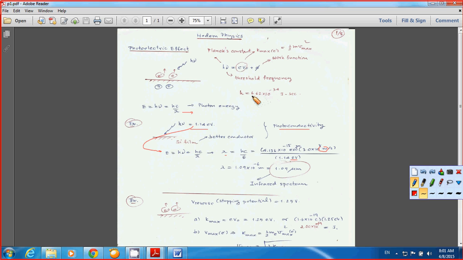This h, the Planck constant, is in unit of joule second, and if you want to find the Planck constant in the unit of electron volt second, you simply divide this number by the electron charge, which is 1.6 × 10 to the negative 19, right? And you end up with lambda equal to 1.09 micrometer, and this is the infrared spectrum.